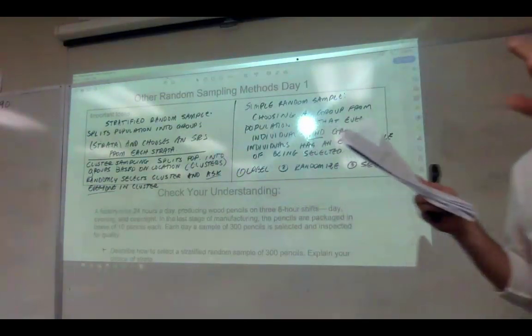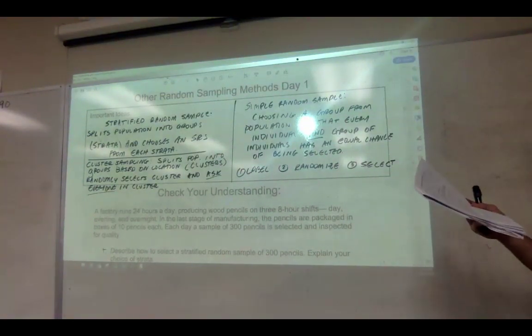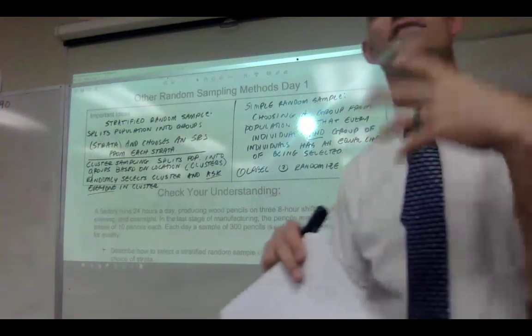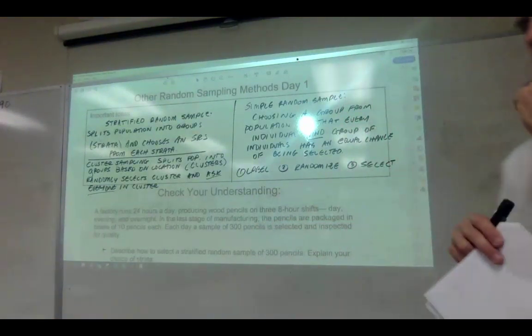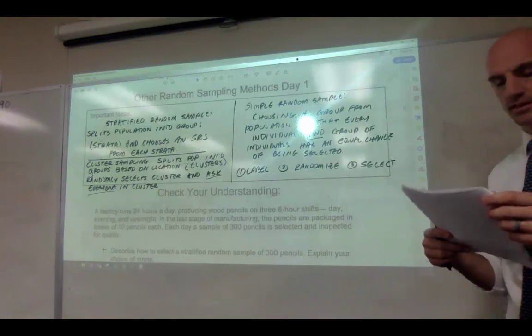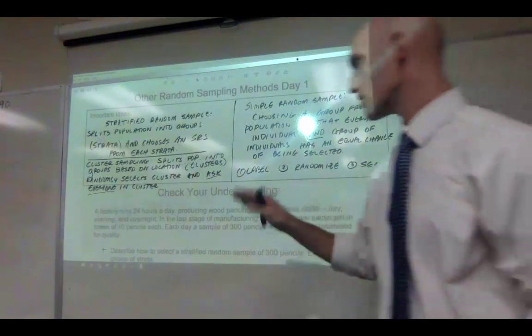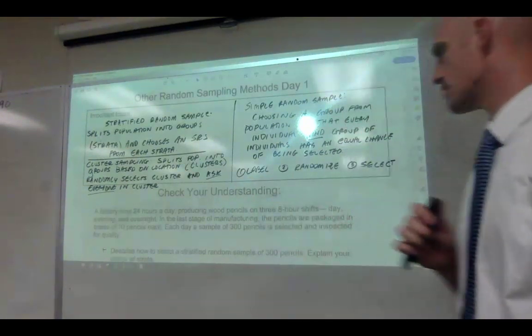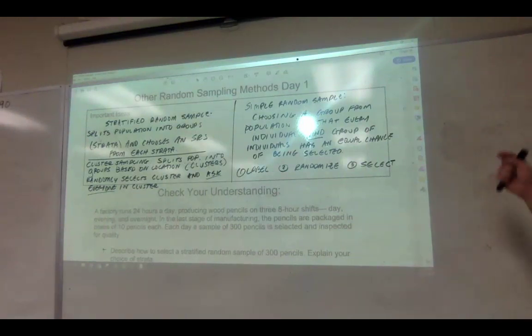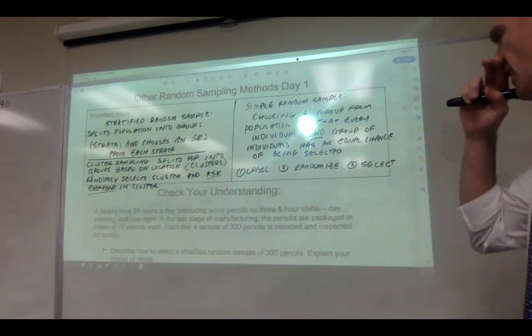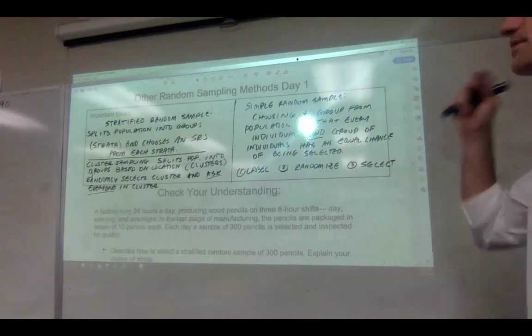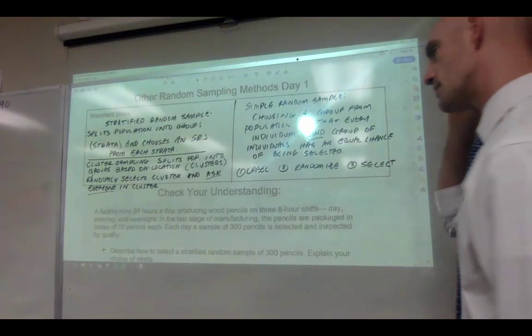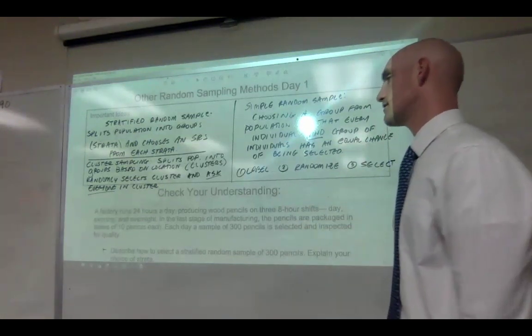This is representative of a free response question. I want to give you about 6 minutes to work on this so that you can get a feel for it. The prompt is: a factory runs 24 hours a day, producing wood pencils on 3 8-hour shifts, day, evening, and overnight. In the last stage of manufacturing, the pencils are packaged in boxes of 10 pencils each. Each day, a sample of 300 pencils is selected and inspected for quality.